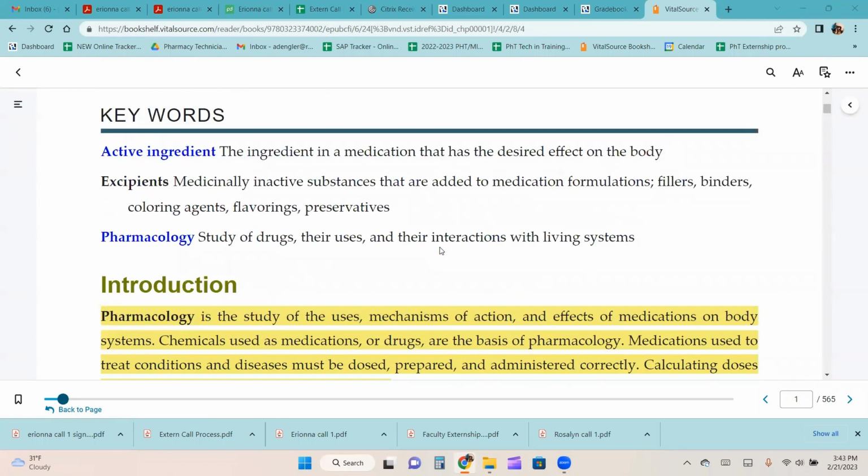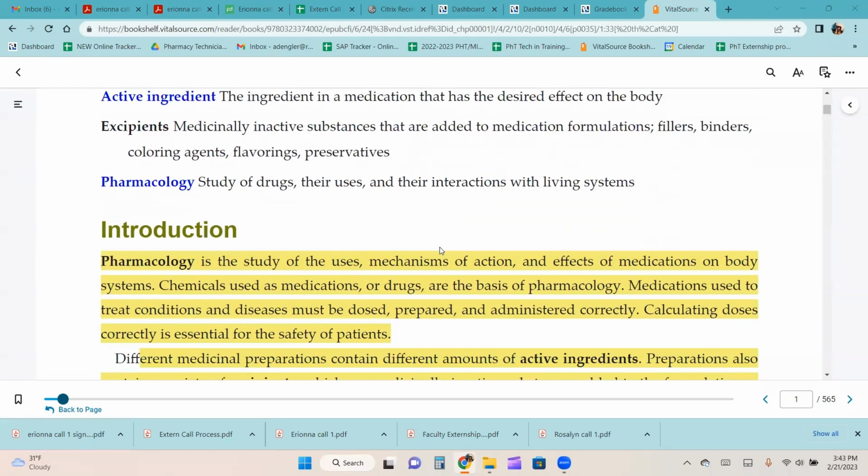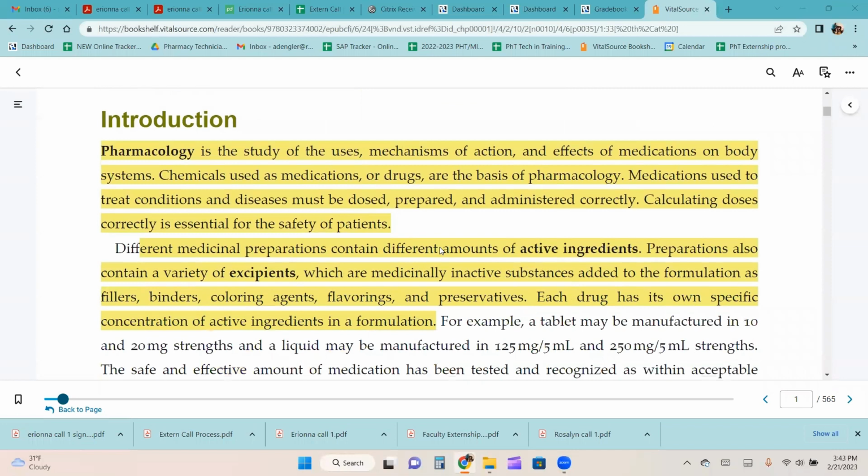We'll skip over the keywords. We should cover them in the chapter. Pharmacology is the study of the uses, mechanism of action, and effects of medication on body systems. Chemicals used as medications or drugs are the basis of pharmacology. Medications used to treat conditions and diseases must be dosed, prepared, and administered correctly.